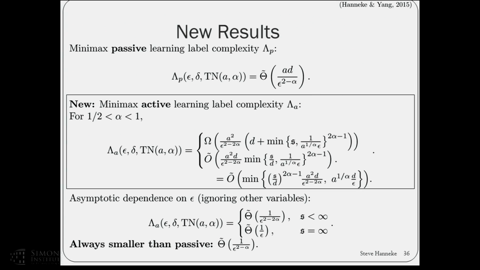And both of these are smaller than passive, right? So passive is always bigger than 1 over epsilon. So even when the star number is infinite, it's still smaller than passive. And again, we have to use these new techniques in order to get this.